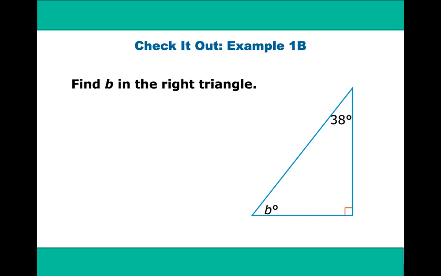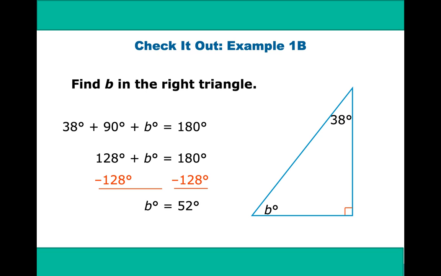Let's do one more. Let's find b here. We know this is a right triangle here because we see our 90-degree angle. So that should help us to know that that angle is going to be 90 degrees. So 38 plus 90 plus b equals 180. Combine those two. Get rid of that 128. And that gives us b is equal to 52 degrees.